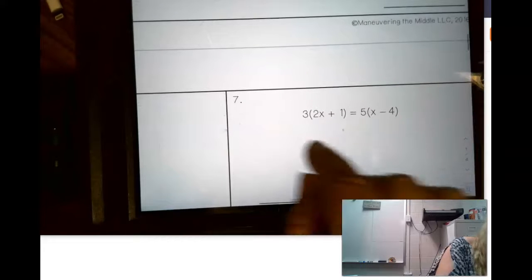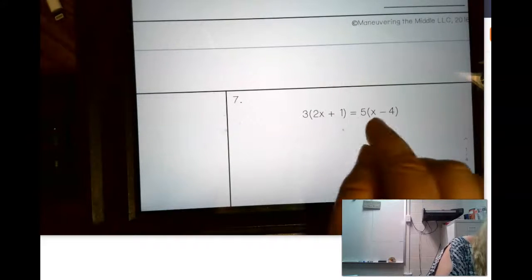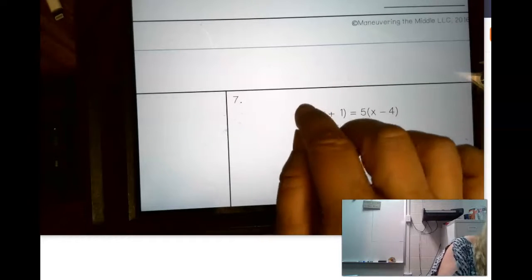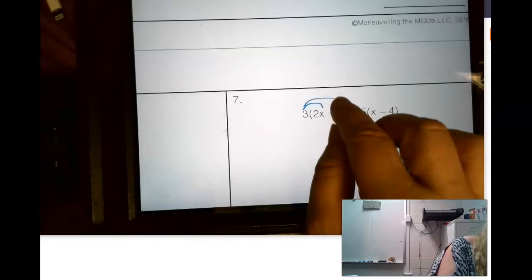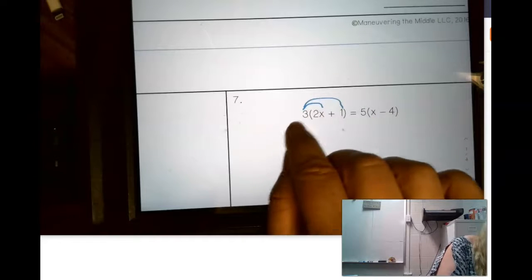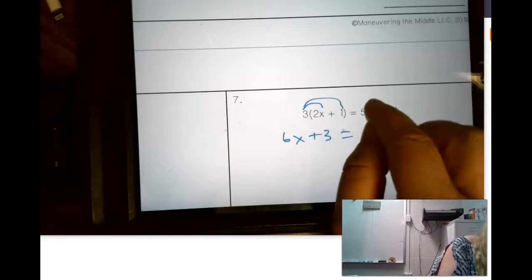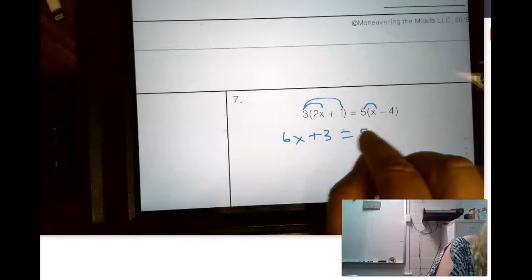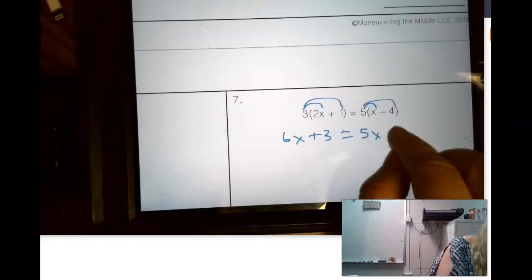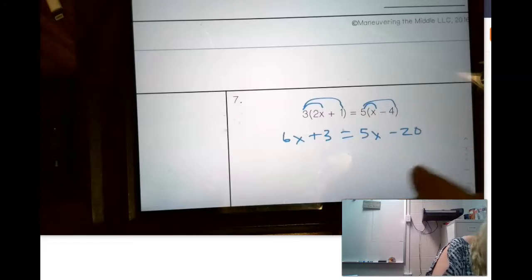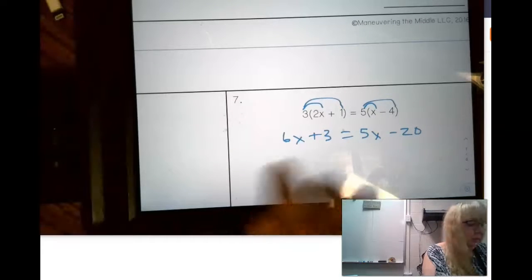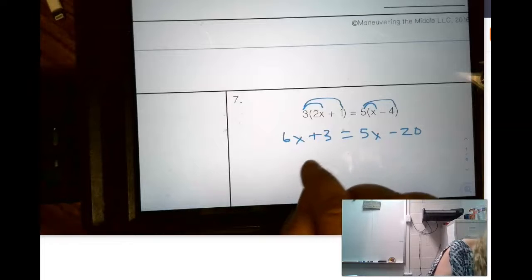Let's go down here. Now, here we need to distribute. So, remember we have to distribute to both terms inside the parentheses. 3 times 2x is 6x. 3 times 1 is plus 3. 5 times x is 5x. 5 times negative 4 is minus 20. Now we've distributed. We don't have any like terms left on either side.